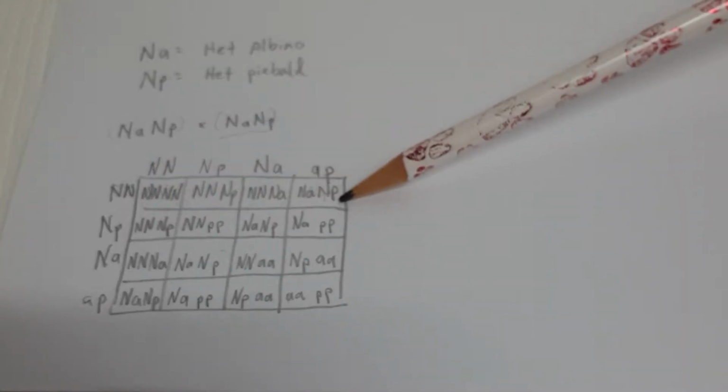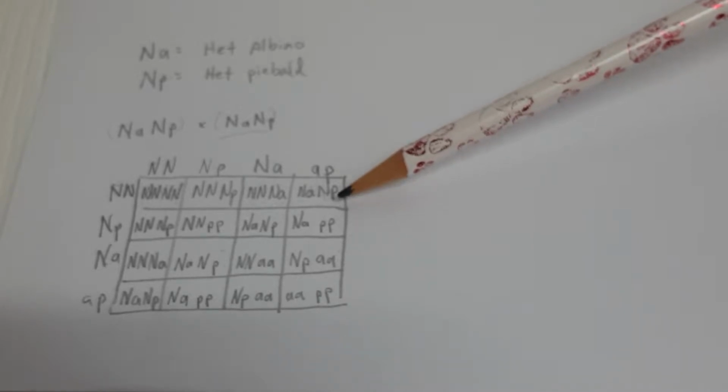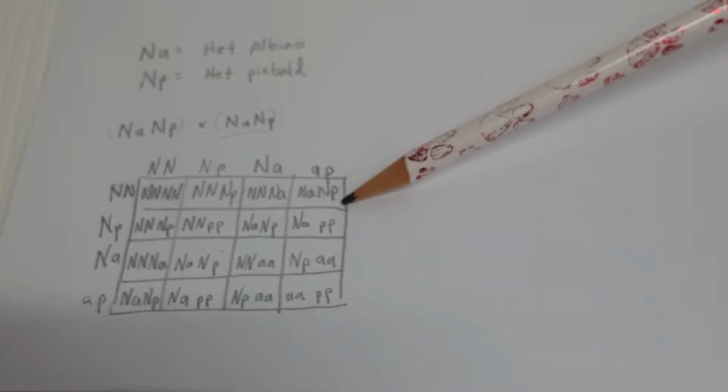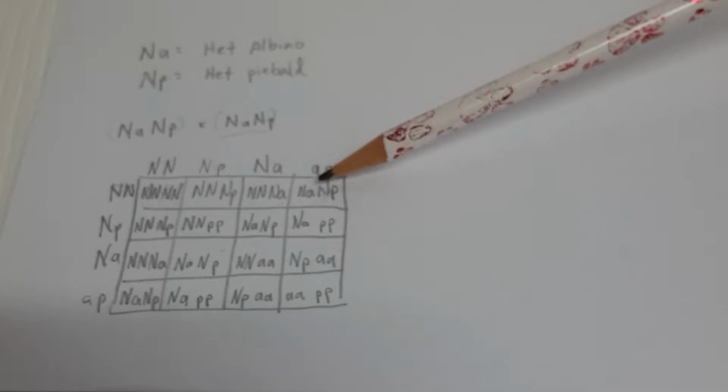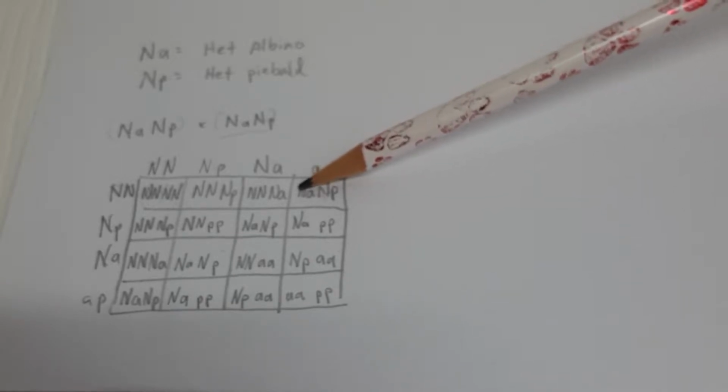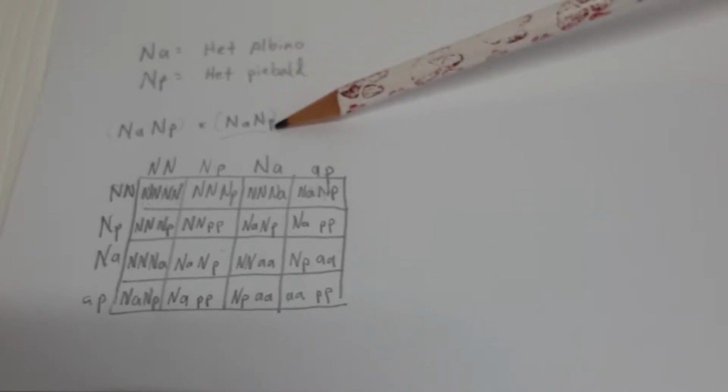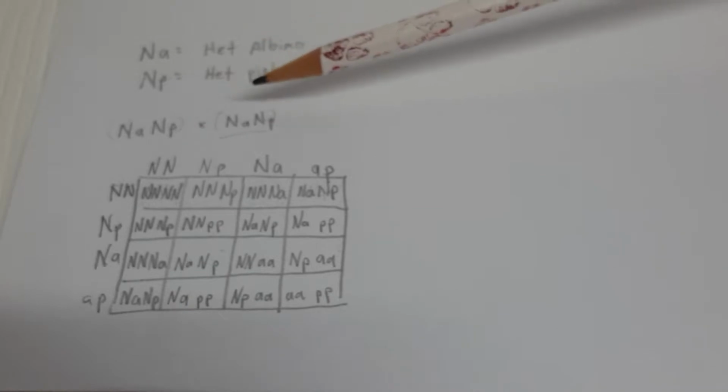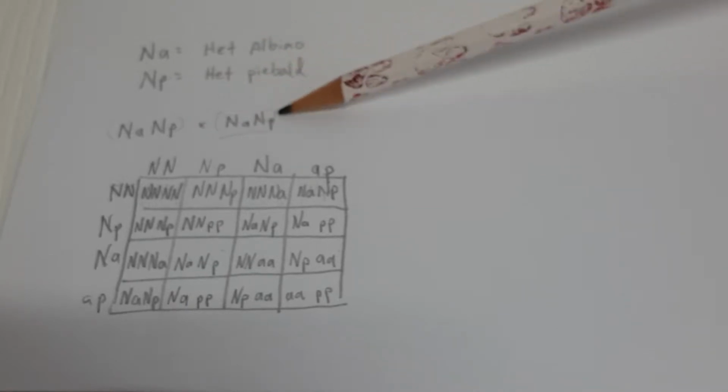And as you can see, I wrote it a little bit different. I could have written NNAP, but to keep things consistent, I decided to group it a little bit differently. So I wrote NANP, and the reason I did that is because we know that NA and NP stands for het albino, het pied, which is our pairing. Het albino, het pied, het albino, and het pied.